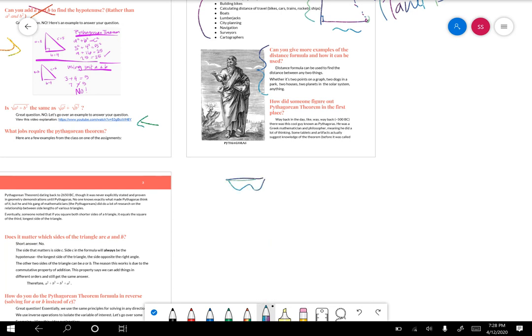I'm going to do my rendering of Pythagoras. He's got some cool shades on. Lovely, lovely Greek nose. Beard. And a cool wrap thing on his head. There's Pythagoras.